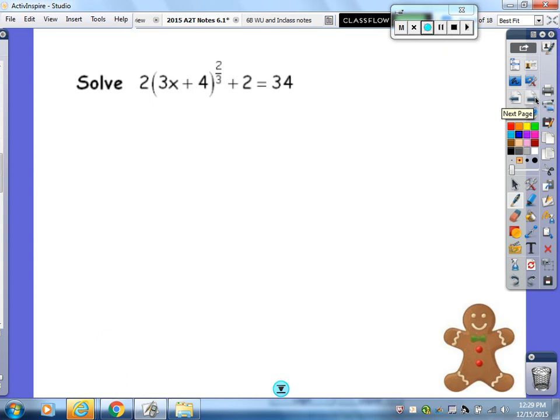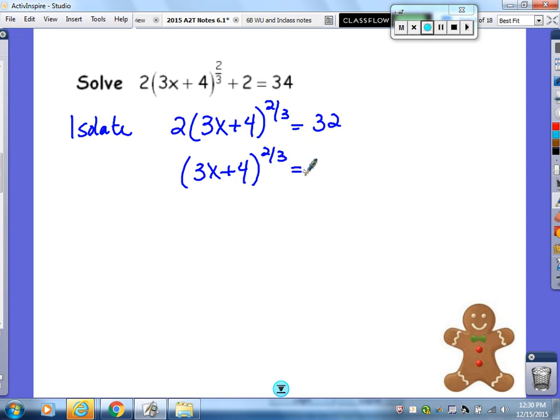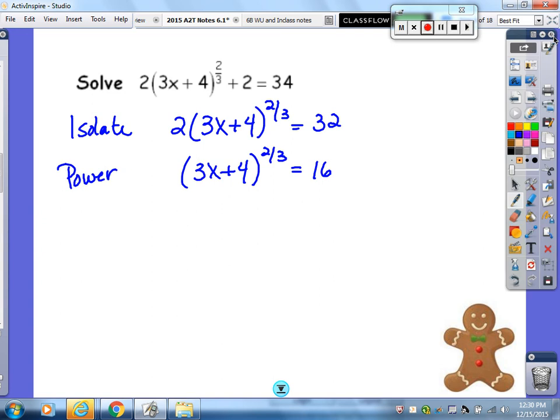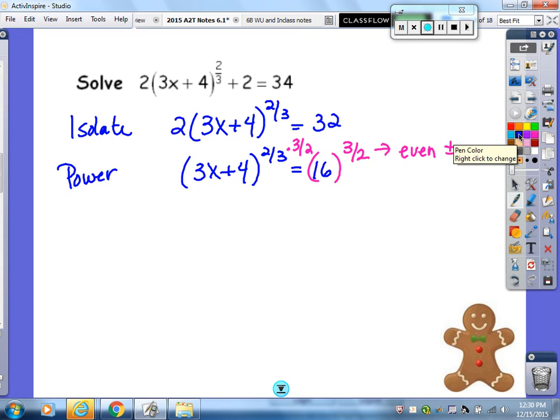All right, let's try another one. Step number 1, we're going to isolate. So we're going to subtract 2 first. We get 32. Then we're going to divide by 2. Good old equations from Algebra 1. And we're going to get 16. Now comes our power step. Because this is a rational exponent, we're going to raise each side to the reciprocal, so 3 over 2, 3 over 2. And because this denominator is even, don't forget your plus or minus. Like I said, be really careful about getting your plus or minuses.